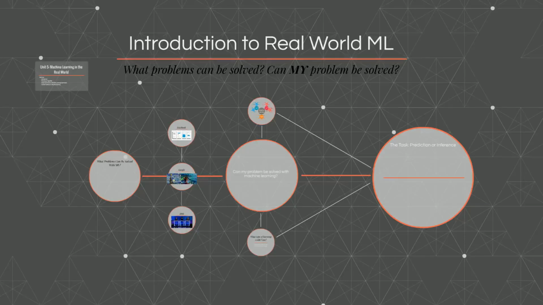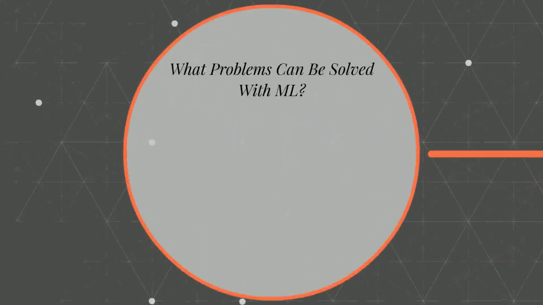What problems can be solved, and can my problem be solved? Because ultimately, that's what we want to determine. Once again, this is presented by EDU Onyx. So what problems can be solved with machine learning?